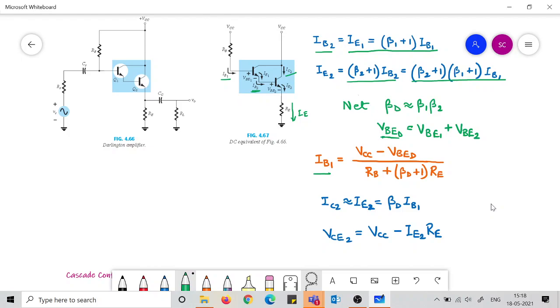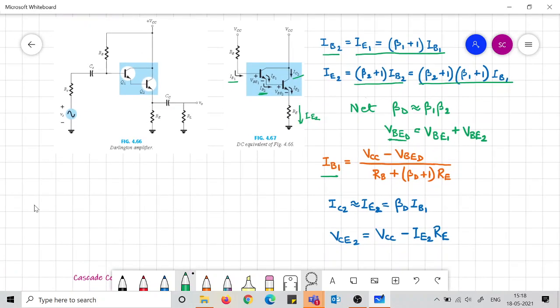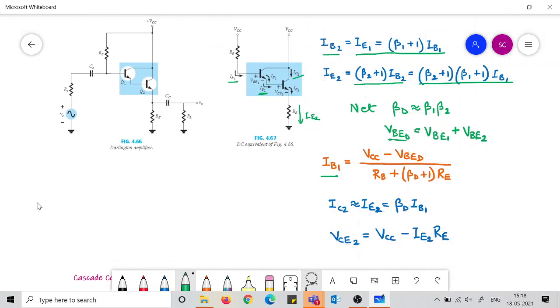Yeah, this is IE2 basically. VCC minus IE2 RE would be VCE2. So we get IE2 and we get VCE2 in the Darlington pair. This is how to solve it, the same way we are solving all the different networks. We have employed the same strategy.